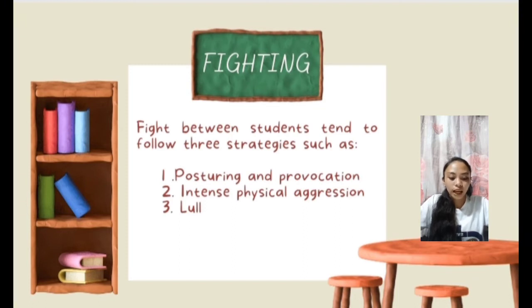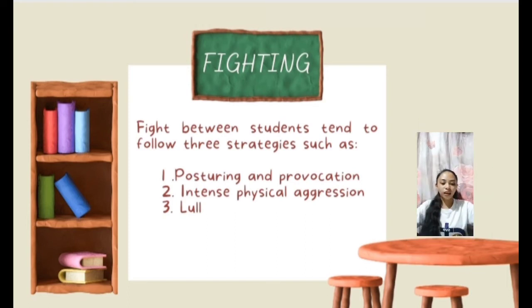Second, intense physical aggression. If no teacher or other responsible person intervenes successfully during stage 1, the verbal aggression and posturing escalate into intense physical fights. Third, lull. In this third stage, when students are in the fight, they become tired. Therefore, the fight becomes less intense and students may pause momentarily. Also, a student who is faring worse may attempt to look for a way to terminate the fight altogether. In the absence of a successful intervention during the lull, the fight is likely to escalate once again.